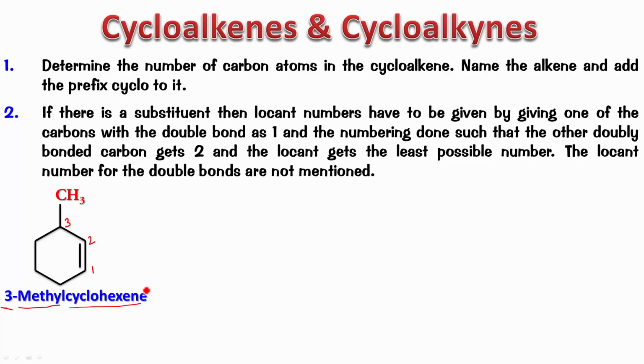Now, what would have happened had I done the numbering the other way around? If this was 1, then this would have to be 2. You can't give 2 to this one because if this is 1, the other doubly bonded atom has to get 2. This is 3, this is 4, this is 5, and this is 6. Then I would have had 6-methylcyclohexene. And we always must give the substituent the lowest possible value in this particular case. So this is the way the numbering is done. So this is the numbering. Let's take up one more example.